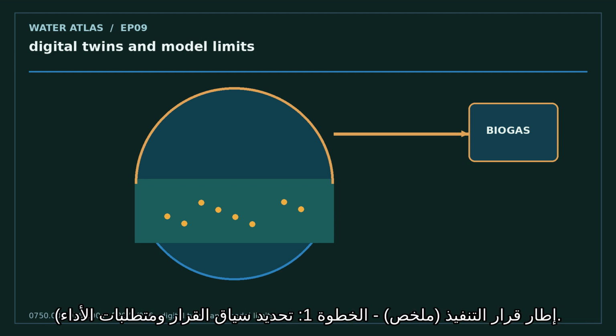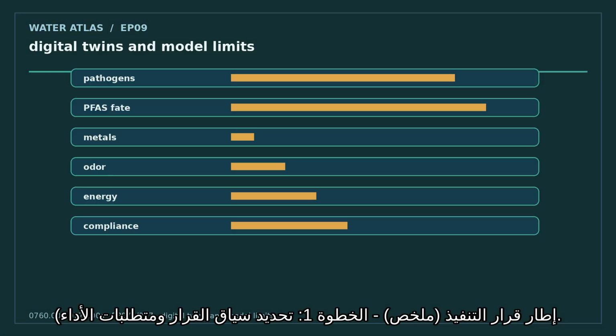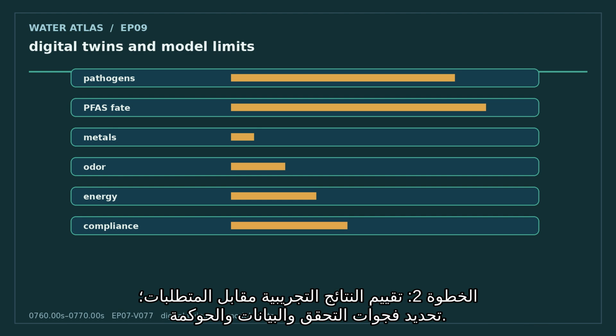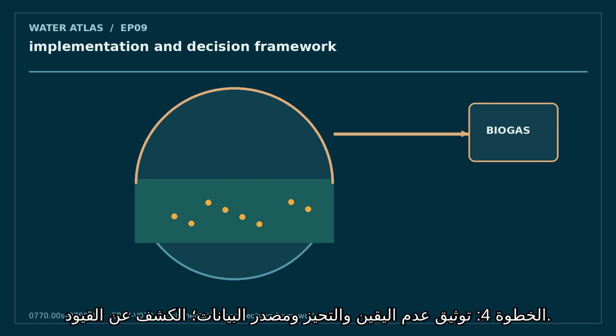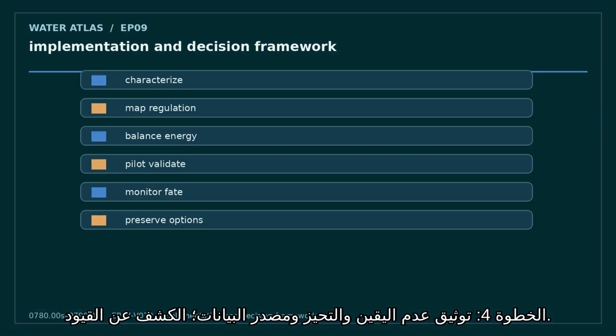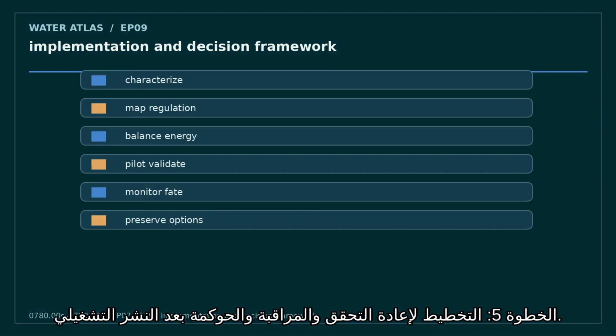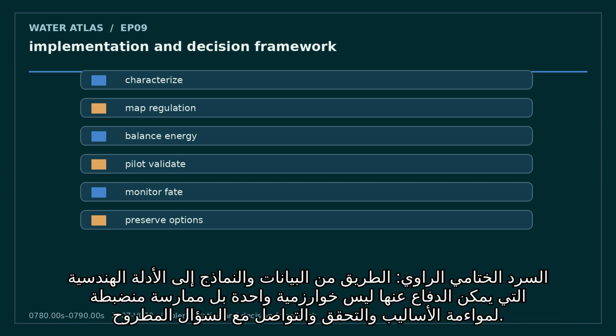Implementation Decision Framework Summary. Step 1. Define decision context and performance requirements. Step 2. Assess pilot results against requirements and identify validation, data, and governance gaps. Step 3. Choose model fidelity and documentation level that meet risk tolerances while remaining feasible. Step 4. Document uncertainty, bias, and data provenance and disclose limitations. Step 5. Plan for revalidation, monitoring, and governance after operational deployment.